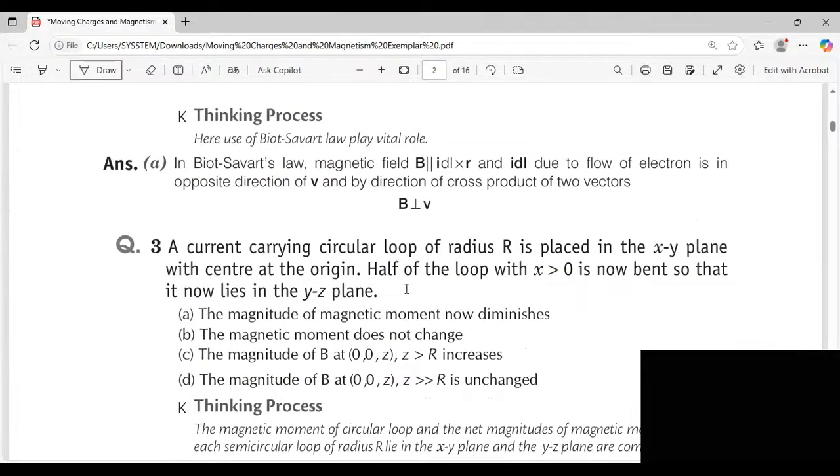Here is the thinking process. Here the use of the Biot-Savart law plays a vital role. In the Biot-Savart law, the magnetic field B is proportional to I dl cross r. Here I dl, due to the flow of electron, is in the opposite direction of v, and the direction is given by the cross product of two vectors. So the correct option of this question is A.